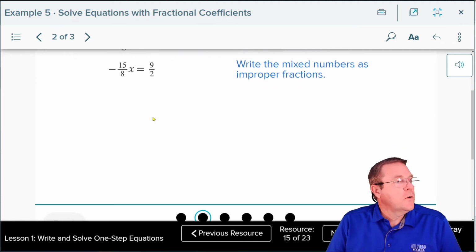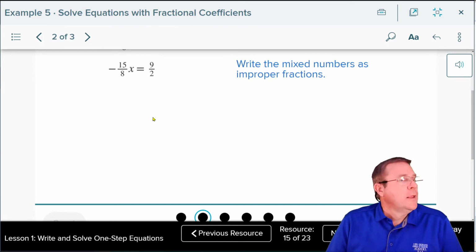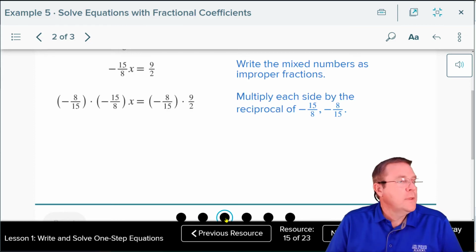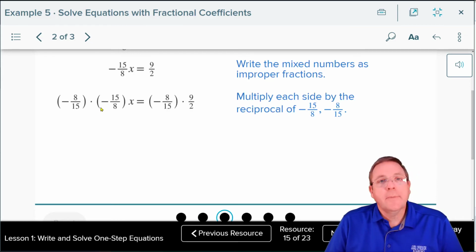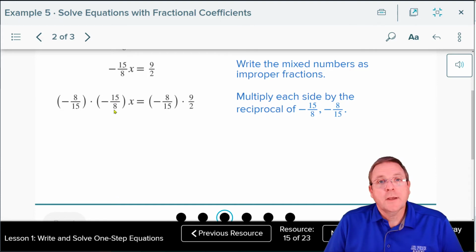Then they said to themselves, well, the final goal of an equation is to isolate the variable. The variable is x. X's friend is a negative 15/8, and negative 15/8 is multiplying x. So what's the opposite of times negative 15/8? Well, it's going to be to divide by negative 15/8. And dividing by negative 15/8, if you remember, keep, change, flip, that's what they did right here. They kept the first number, they changed division to multiplication, and they took the reciprocal of the second number.